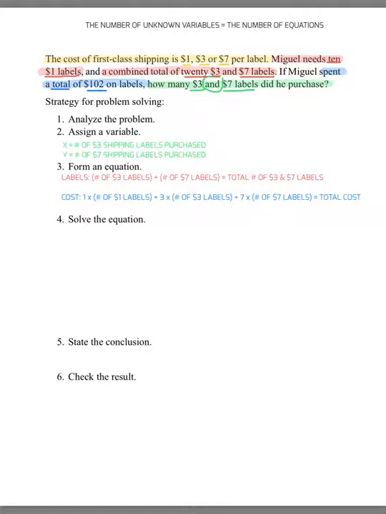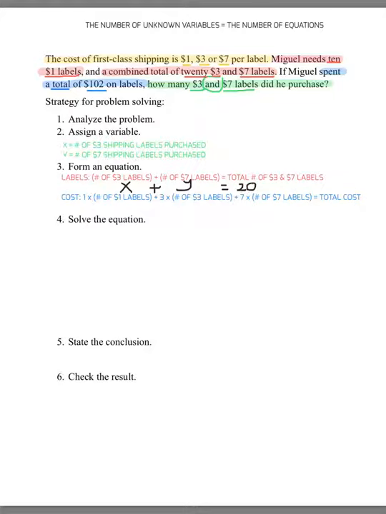So now let's go ahead and substitute the things that we know. We'll start off with the labels equation. Now, we don't actually know the number of $3 labels that we need, but we do know it's represented by the variable x. And similarly, the number of $7 labels that we need, we know it's represented by the variable y. And we know, as stated in red, that it's going to be a combined total of 20. So that's our first equation.